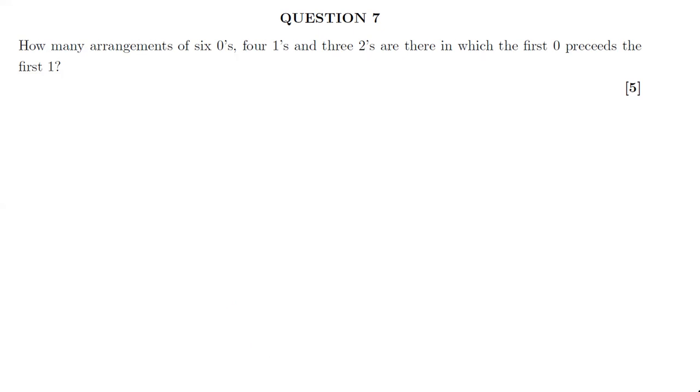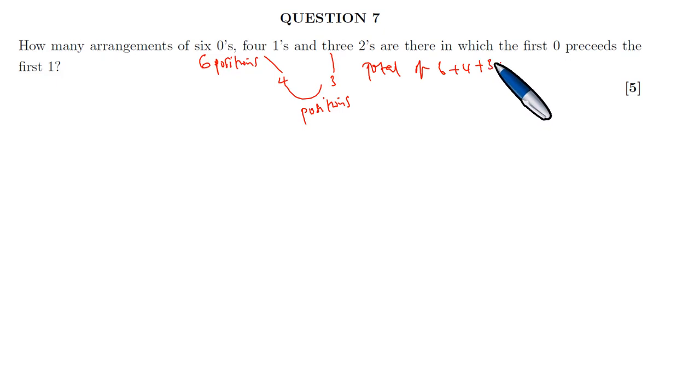Now we need to just count quickly and realize what's happening here. First things first, how many positions do we have? We have six positions here, four positions, and here we have three positions. If we have six plus four plus three, that gives us a total of 13 positions.